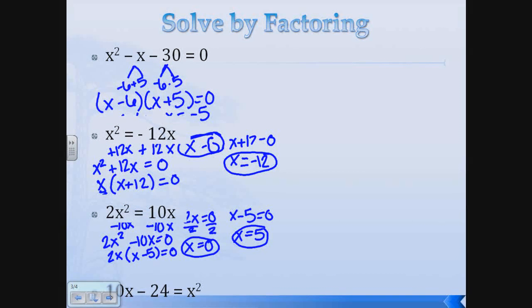Here's another problem I would like for you to try on your own. Pause it, and then I will put the answers up.